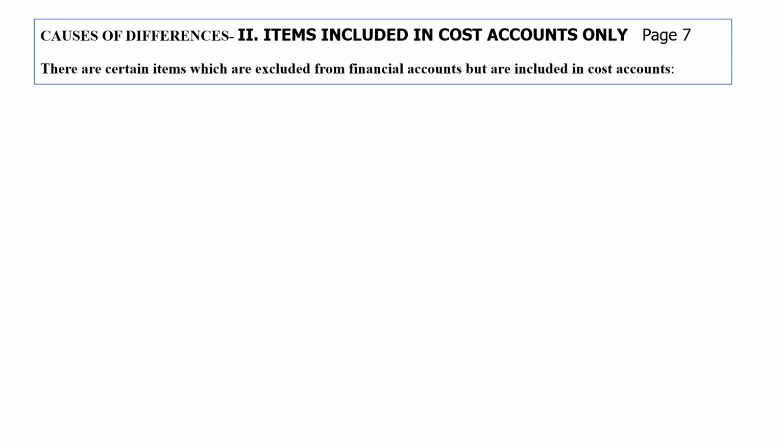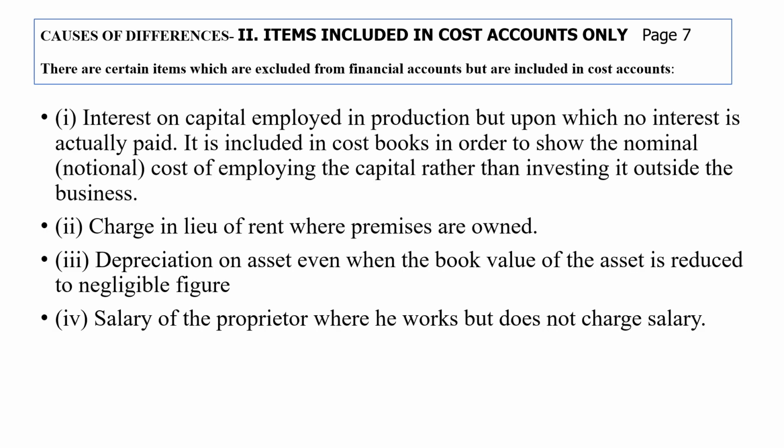Second one is items included in cost accounts only. These are the things: notional interest on capital employed in production, charge in lieu of interest, charge in lieu of rent where the premises are owned, depreciation on assets when the book value of the asset is reduced to a negligible value, the salary of the proprietor where he works but does not charge salary in the financial books. These are the second cause: the items shown only in cost accounts: notional interest, rent, depreciation of asset after the useful life, salary of proprietor.